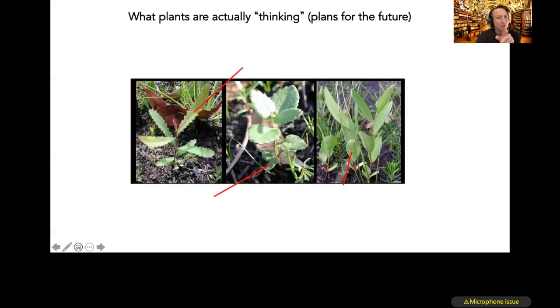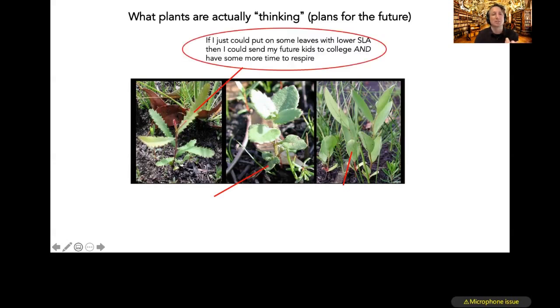And to start, I want you to think about what plants are thinking. Now, obviously they don't have brains, they don't have neurons, plants don't think, but if they could, in air quotes, think, what would they actually be thinking? So if you could read the mind of the plants, you would hear things like, if I could just put on some leaves with a lower specific leaf area, remember that's the area of a leaf divided by its mass, it's a measure of allocation. So if I could just put on some leaves with a lower SLA, then I could send my future kids to college and have some more time to respire.